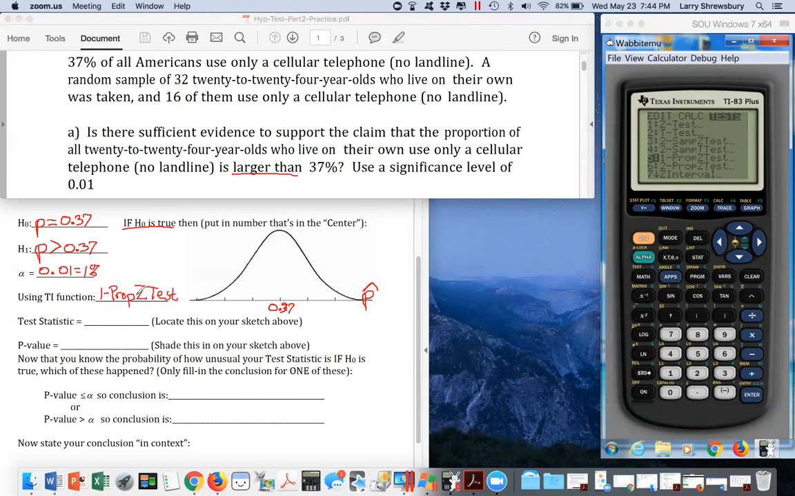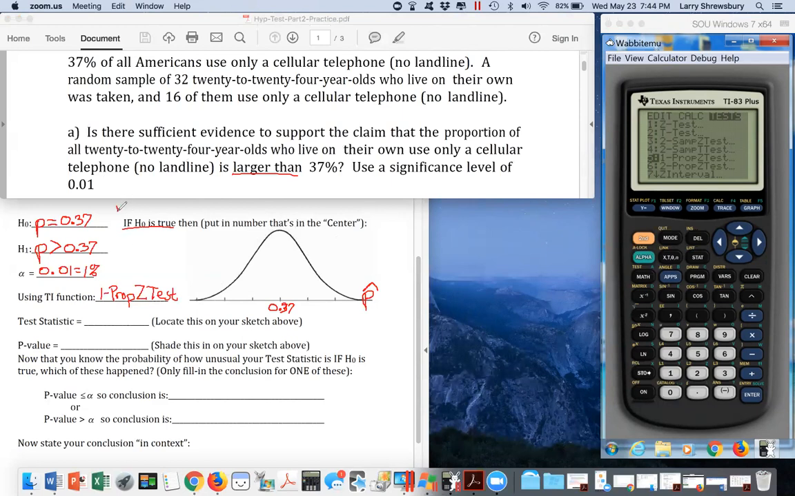Oh, wait, there's something we haven't done yet that we should always do. We got to check conditions, don't we? Are the conditions met? Well, let's see. We took a random sample, so that was taken care of. But what's that other thing we have to check? Essentially, we need to verify that this sampling distribution is normal. Well, our sample size needs to be large enough, and so it would have to pass this little test.